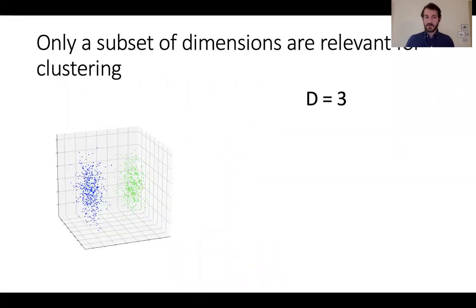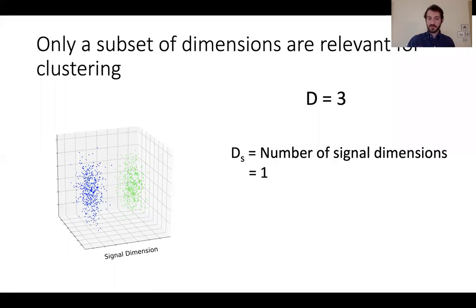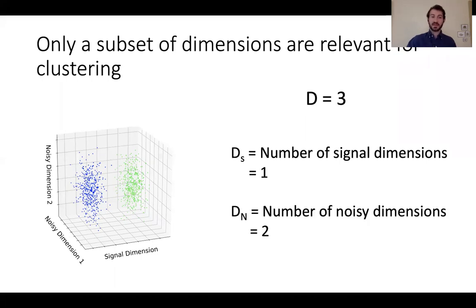And as I move to higher dimensions, I can extend the logic of this problem. So in 3 dimensions, I have my blue pancake and my green pancake that are coming out of the screen, and they're separated by 1 dimension. They're separated by this signal dimension, which I'll call ds. So in this case, ds equals 1 because we only have 1 signal dimension. And then here I have 2 noisy dimensions. So the pancake spreads into 2 different dimensions, and so I would say dn equals 2.